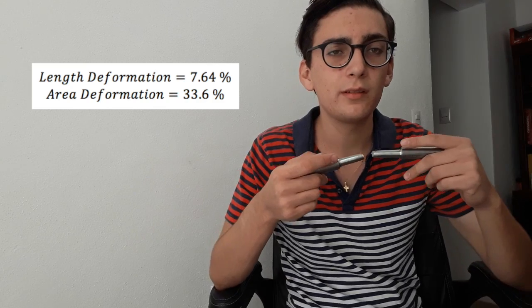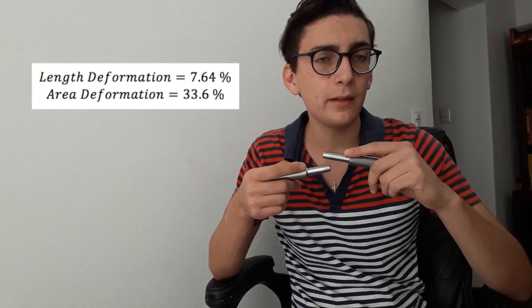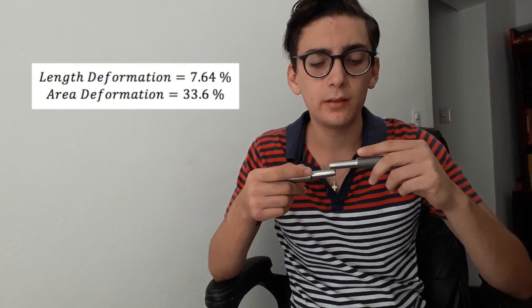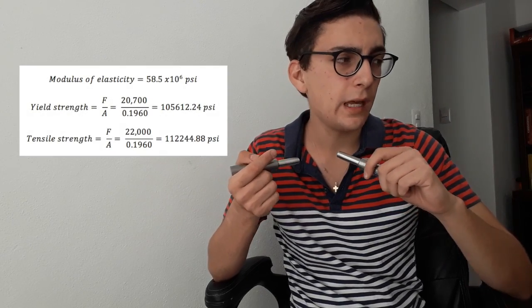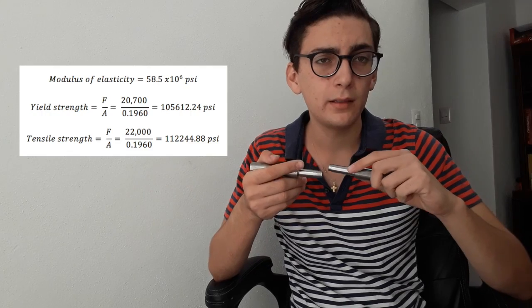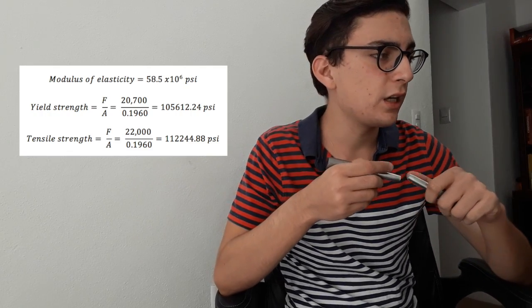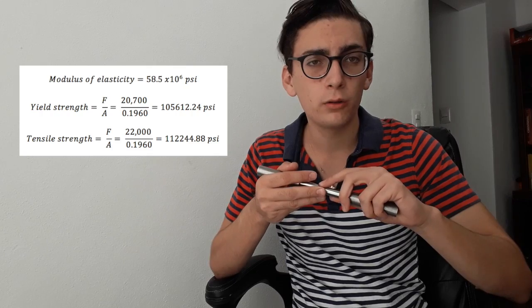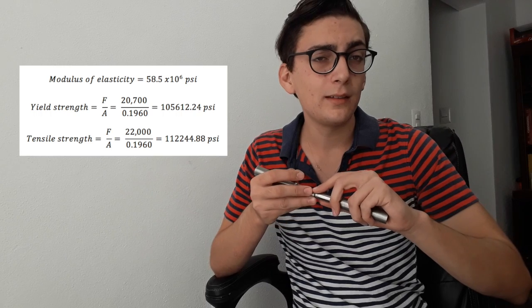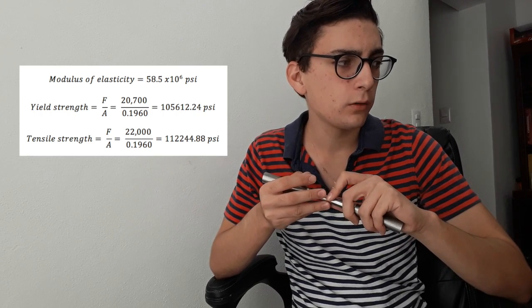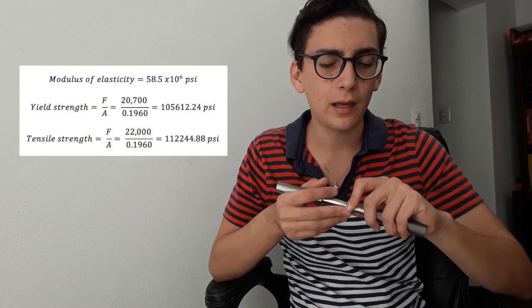With that information, you can know that the deformation of the area was equal to 33.6%, and for the length it was equal to 7.64%. Then you can calculate the modulus of elasticity that was equal to 58.5 times 10 to the 6 psi, the yield strength that was equal to 105 times 10 to the 3 psi, and the tensile strength that was equal to 112 times 10 to the 3 psi.